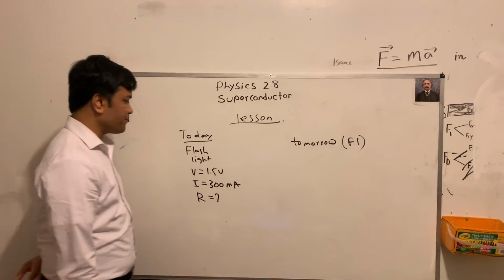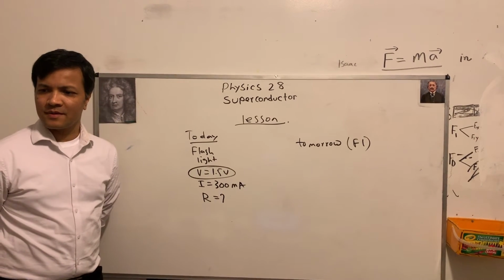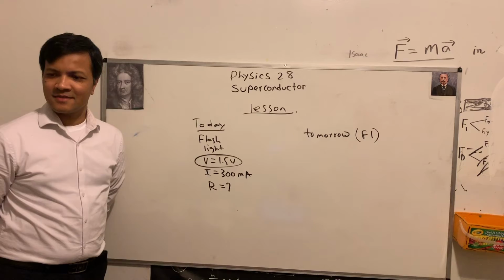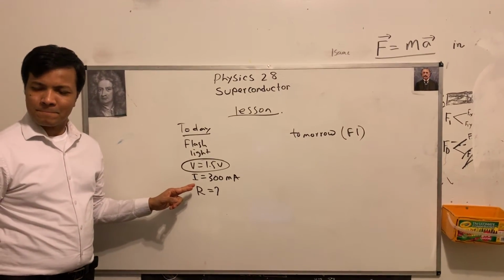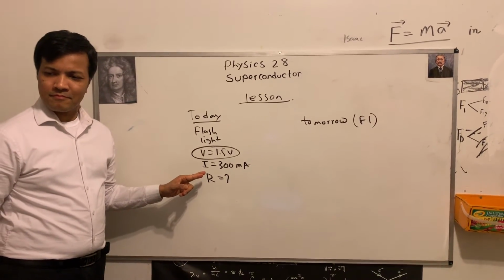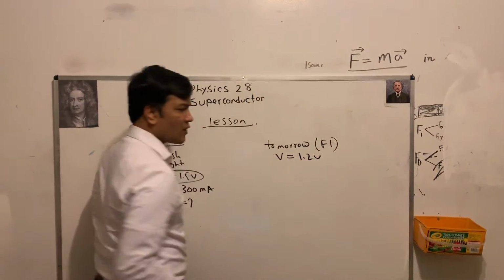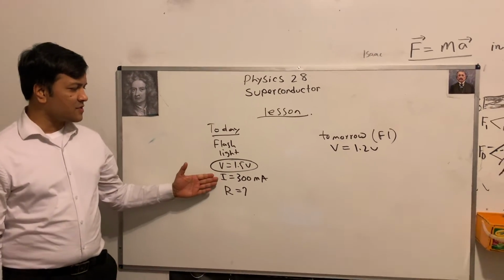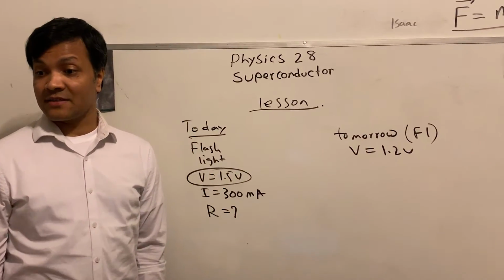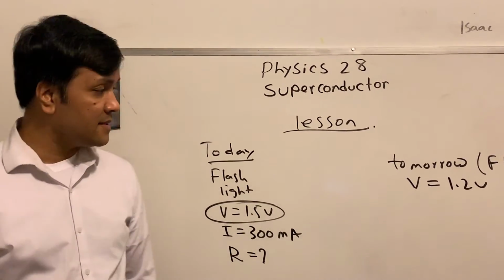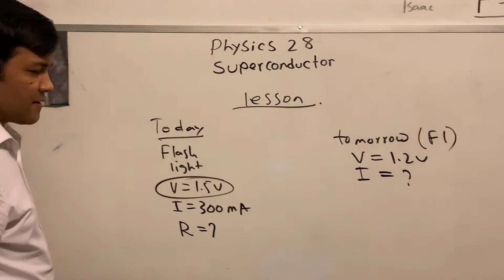And then tomorrow, do you think the voltage will drop? Yes, because the flashlights are not made of superconductor, definitely. There will be a little bump, so maybe it changes to 1.3. Let's say 1.2. Tomorrow's voltage is 1.2 because voltage drops, right? And the current will also drop because it's not a superconductor. We'll have to find the current, but let's first find the resistance.